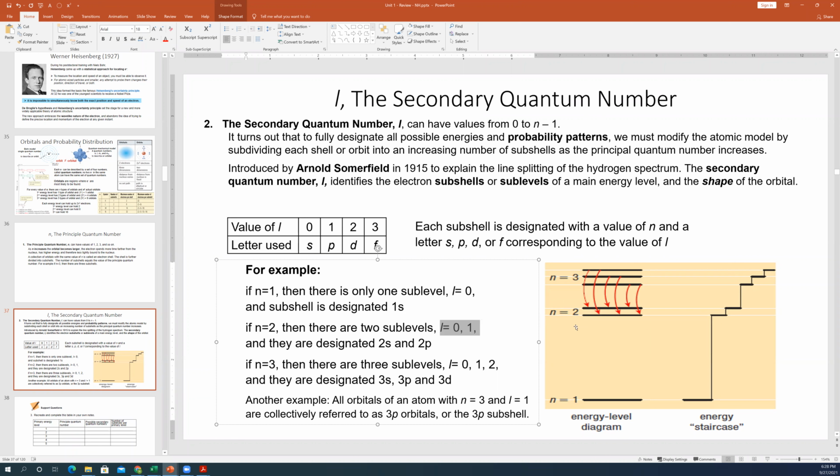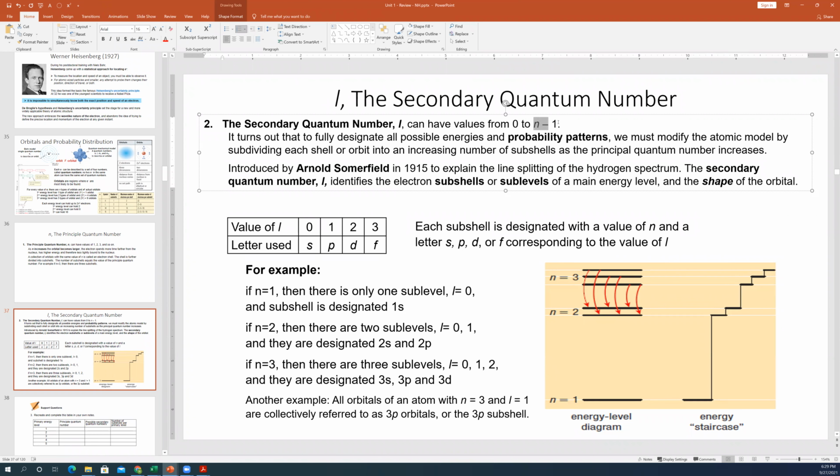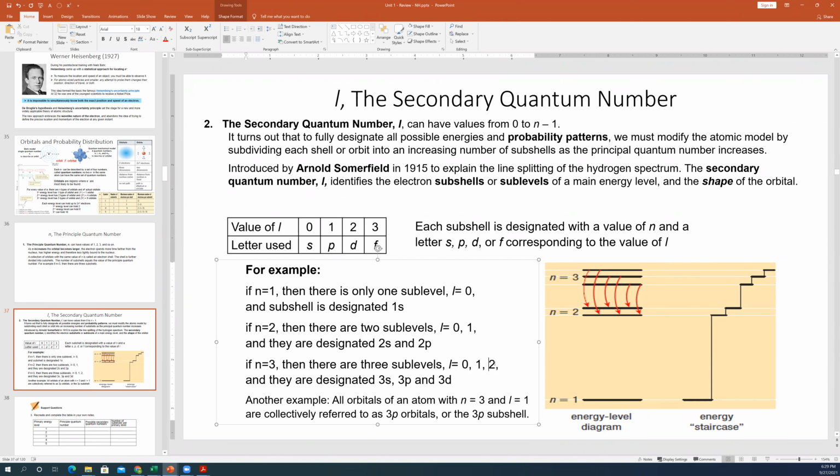So then at the third energy level, n is equal to 3, you get splitting into 3. And here L can have values from 0 to n minus 1. So it can be 0, it can be 1, and it can be 2, and 2 is n minus 1. 3 minus 1 gives you 2. So these are the 3 values for L.